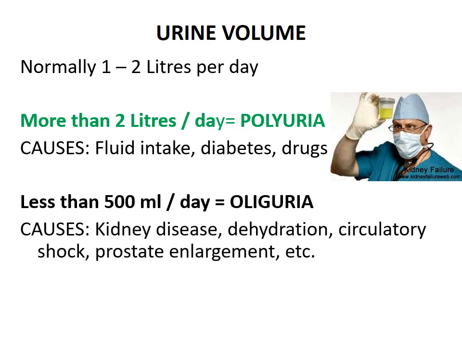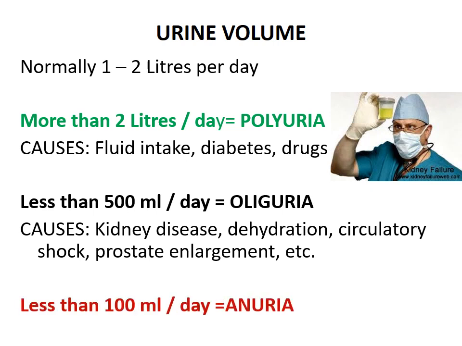Less than 500 ml per day is termed as oliguria. Some of the examples of causes are kidney diseases, dehydration, circulatory shock, and prostate enlargement, which lead to oliguria, or less urine output, less than 500 ml per day.